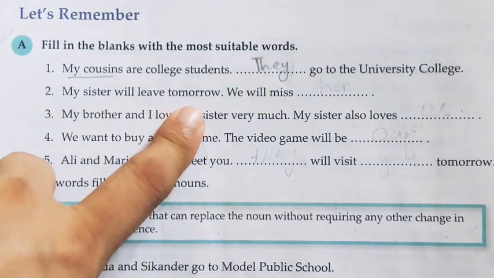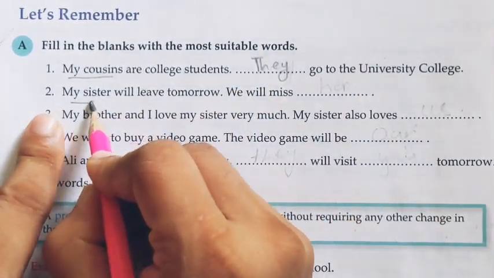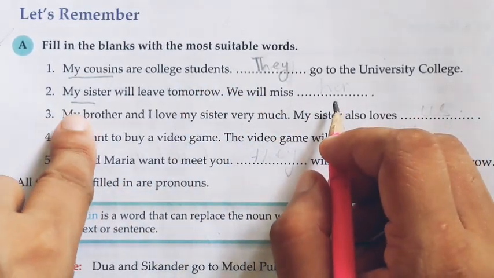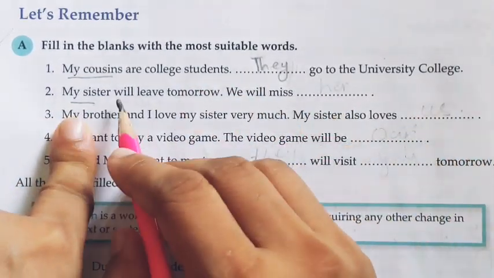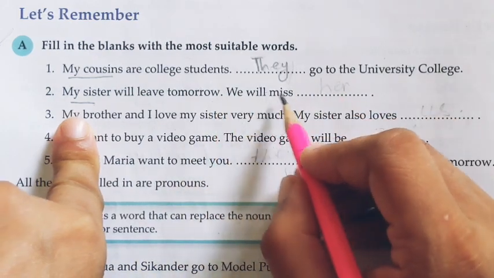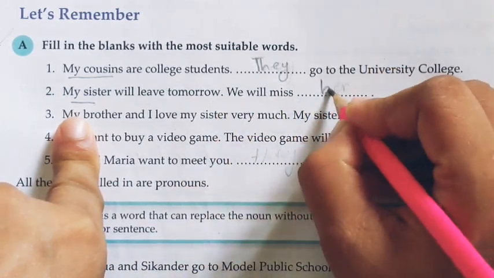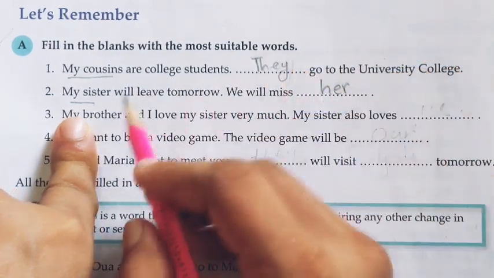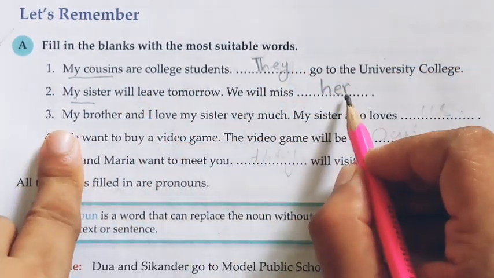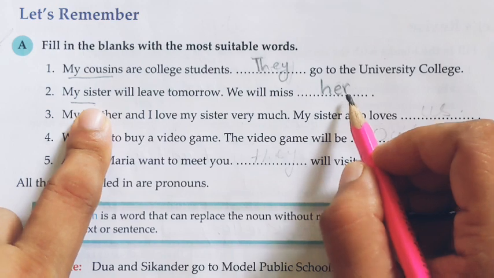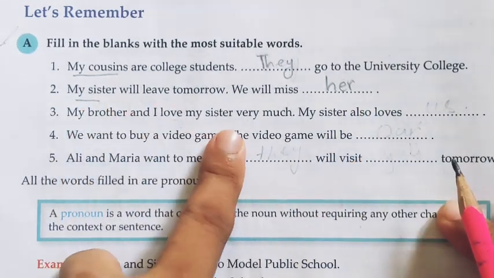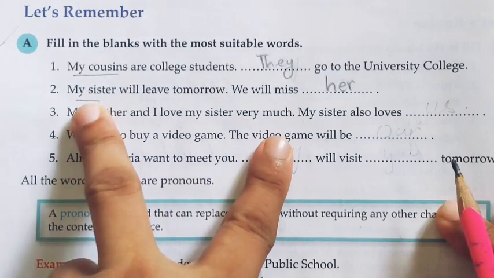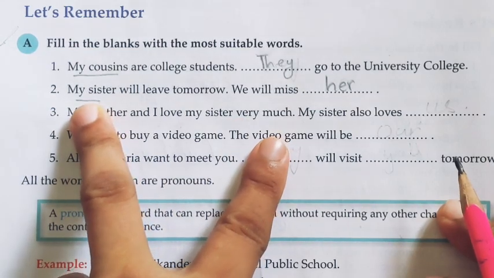My sister will leave tomorrow. My sister is a singular, so we have to use some singular pronoun in the second sentence when we are referring to my sister. My sister will leave tomorrow. We will miss her. Now we are not using it as a subject like we did in the first sentence, so we will use her for the singular. My brother will leave tomorrow, so it would change with we will miss him. So this is the difference between males and females.